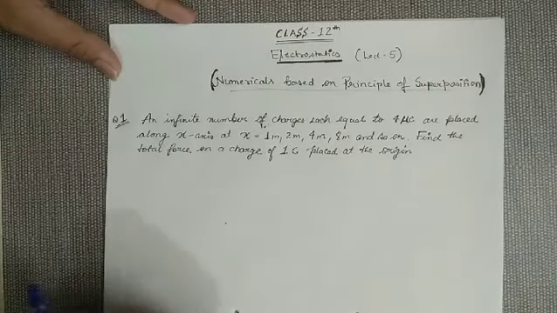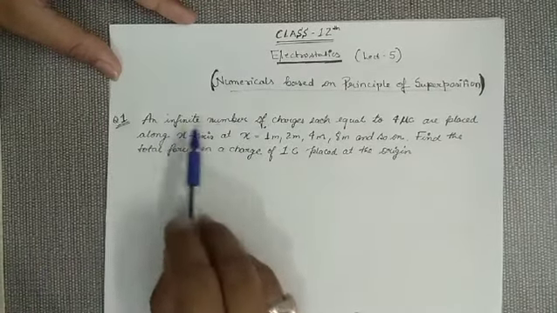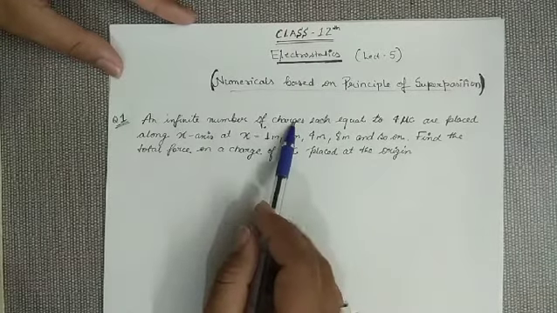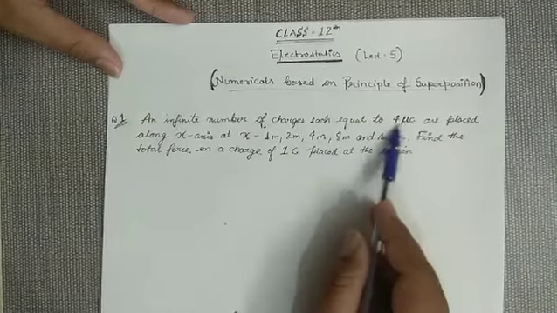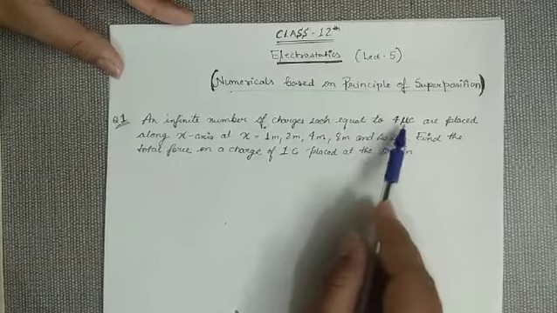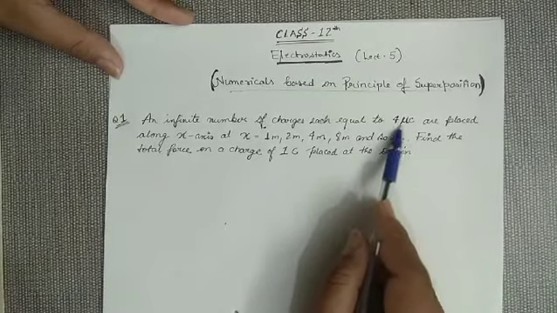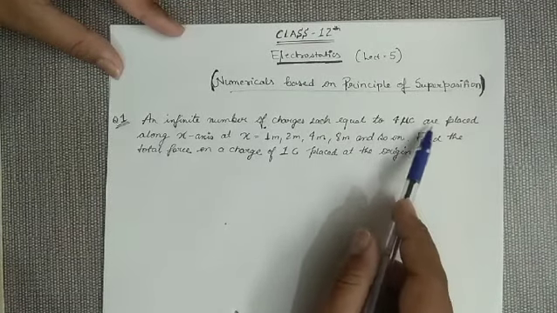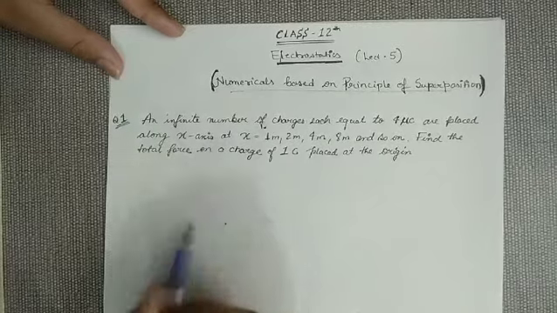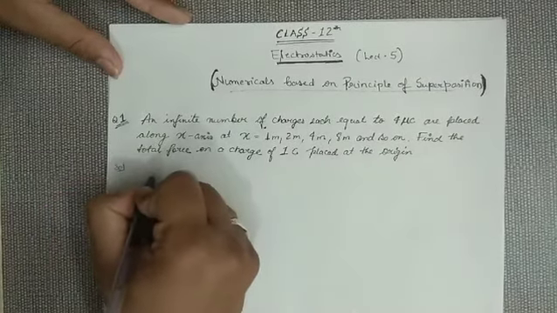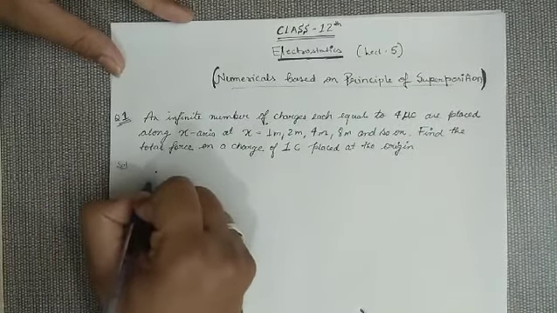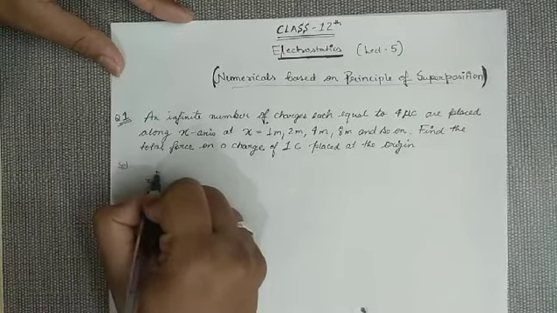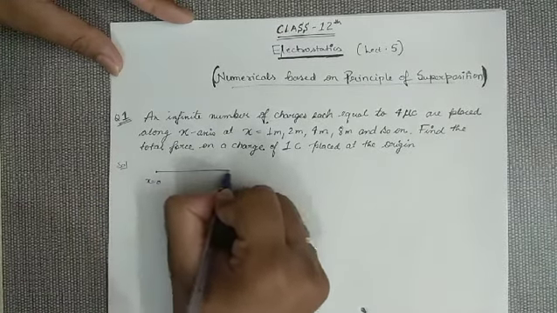So this is our first numerical. An infinite number of charges, each equal to 4 microcoulomb. The value of each charge is 4 microcoulomb. Micro means 10 to the power minus 6. Are placed along the x-axis. Now see, the x-axis we have to draw. Consider this x equals 0. And this is your number line.